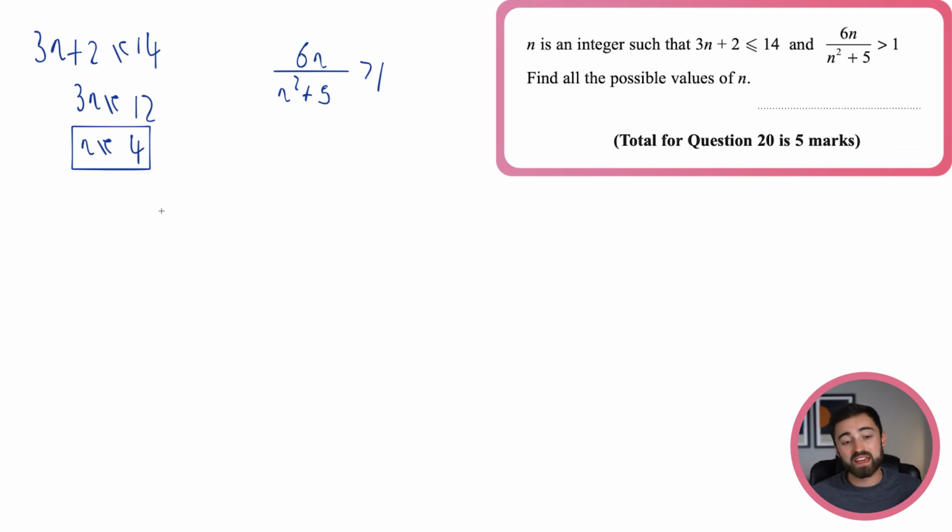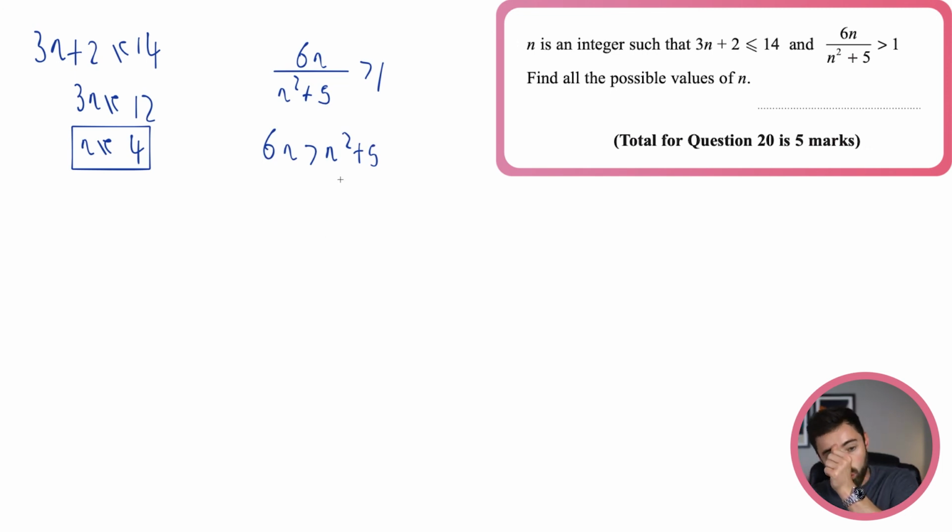So that's tough. If I was to multiply by n squared plus 5 here, can n squared plus 5 be negative? Now, it actually cannot. Why? Because squared numbers are always positive. Even if n itself is negative, n squared is going to be positive. I'm then going to add 5, which is still positive again. So I am definitely allowed to say that 6n is greater than n squared plus 5. In other words, I'm allowed to multiply up by n squared plus 5 because I know 100% that this is positive.